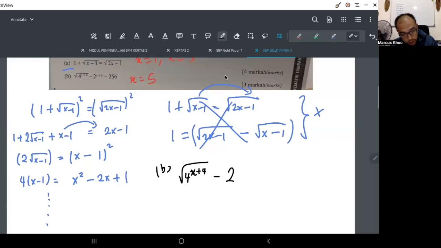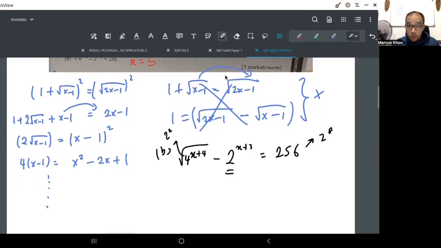Minus 2x plus 3 equals 256. Okay. Now, the first thing that you need to notice is that there is the base 2 over here. All these numbers are related to base 2. 2 to the power of 8. So 256 is 2 to the power 8. 4 is 2 to the power 2. So the first thing you want to do is convert all the numbers to power of base 2.